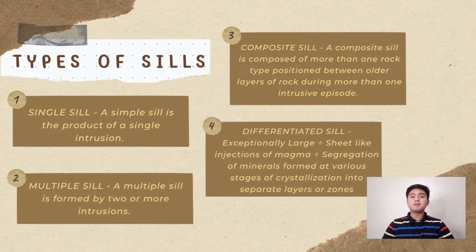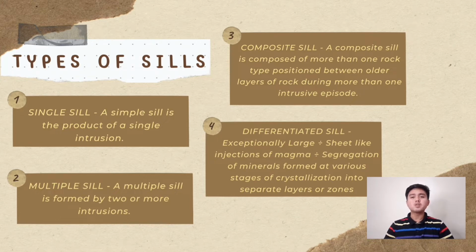There are 4 types of sill. The first one is the simple sill. A simple sill is the product of a single intrusion. The second one is the multiple sill. A multiple sill is formed by two or more intrusions.